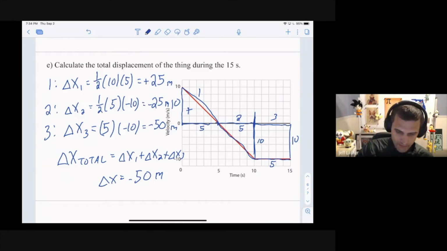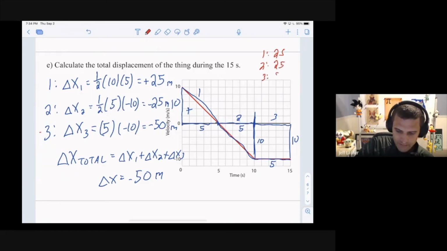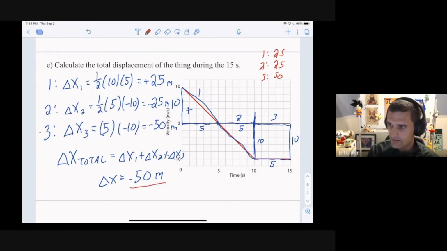Now, just a note: if you include negatives when taking the area between the graph and the horizontal axis, that gives you displacement. But if I just wanted to find distance, I could say for region 1, the area is 25. Region 2, again, distance versus displacement: displacement is a vector, distance is a scalar, so the sign doesn't matter. Part 2 is 25, and for region 3, it's 50. So the distance traveled here is 25 plus 25 is 50, plus 50, which is 100. That's the distance, but the displacement is negative 50. And that's velocity versus time graphs.